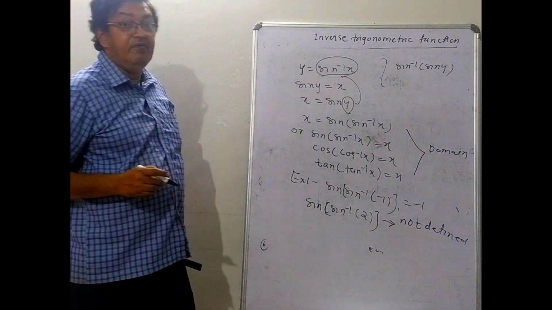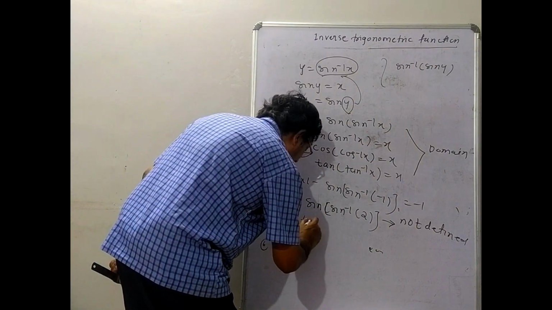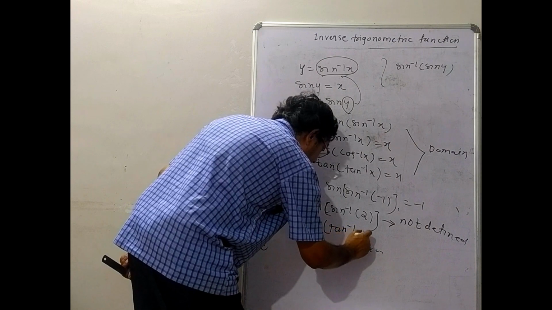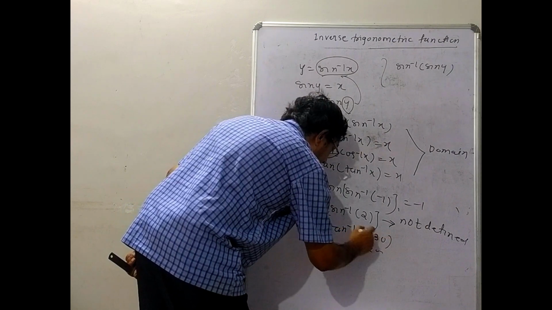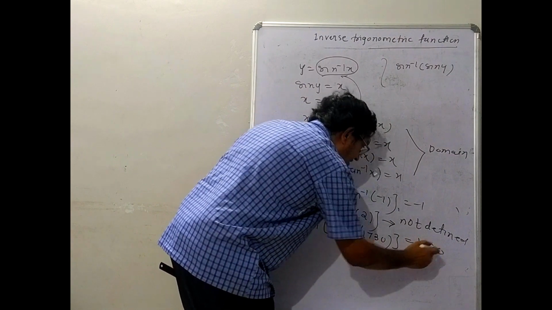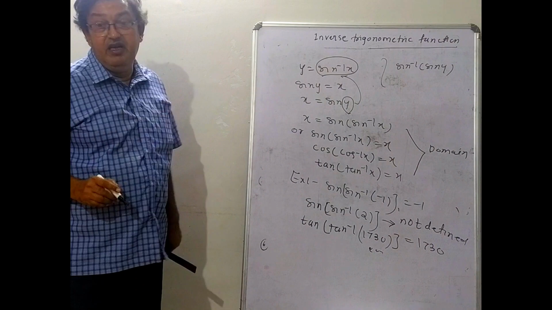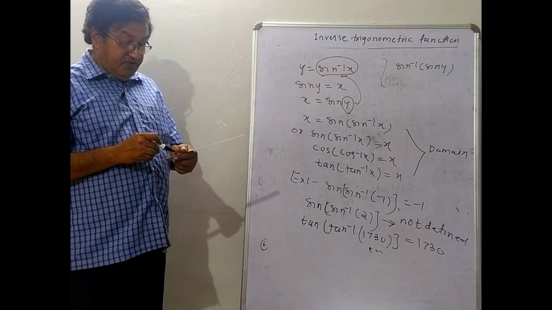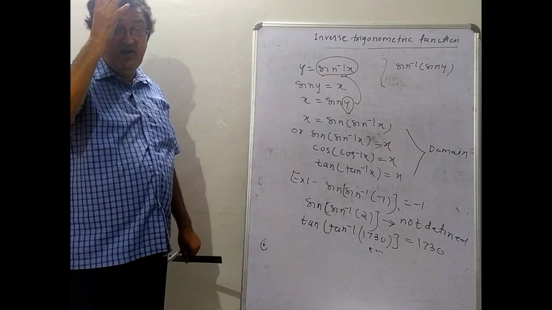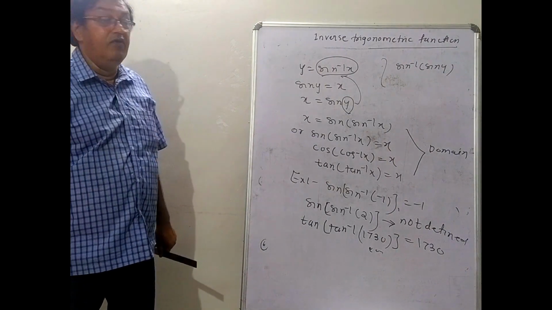Because the domain is -1 to +1. If you take tan inverse of 1730, this will be equal to 1730, because the domain for tan is the set of real numbers. So one result we have to use for domain, one result we have to use for range, and these two results will be helpful in solving sums.